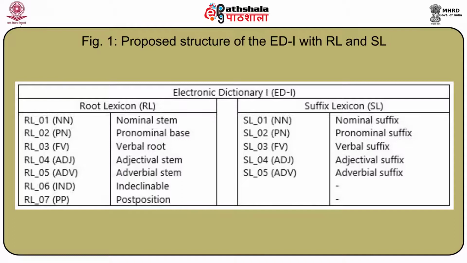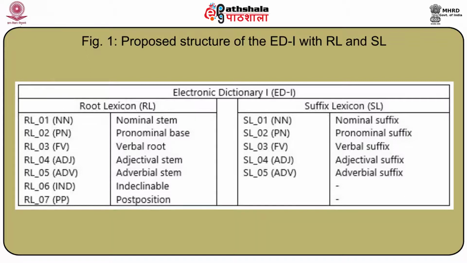So if you look at table number 2, figure number 1, electronic dictionary, you can have in the root lexicon several subdivisions, each one containing the root part of words belonging to different parts of speech. Say in root lexicon, part 1 can have the nominal stems, part 2 can have pronominal bases, part 3 can be verb roots, part 4 can have adverbial stems, part 5 can have adjectival stems, part 6 can be indeclinables, and part 7 can be postpositions.